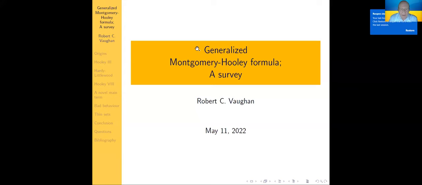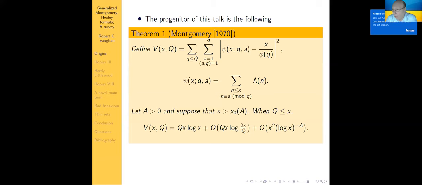The subject I want to talk about is just going to be a survey, basically. I'm not going to go into any great detail. It is a subject which has interested me for well over 40 years, nearly 50 actually, and which has had quite a bit of activity over that period, and even quite recently. So let me first of all start off by mentioning the first theorem that was proved of the kind I want to talk about.